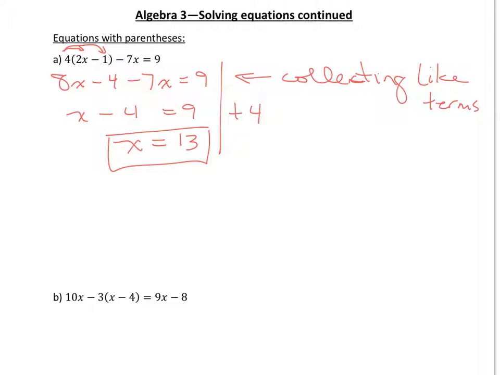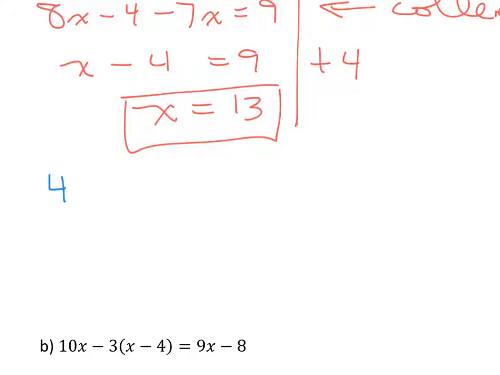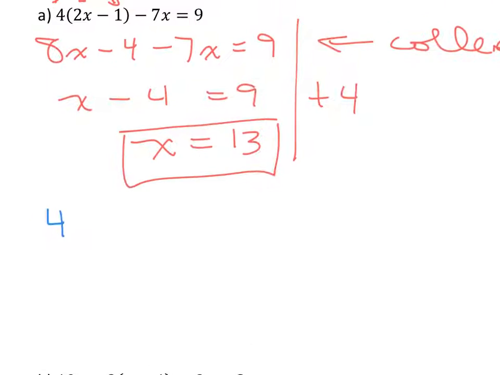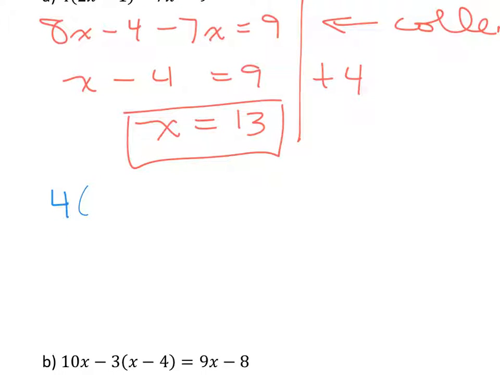We could then also take the 13, our solution, and substitute it into the original equation. And I'm going to try to do that in smaller font here. Maybe I can do it by expanding the screen a little bit. So I've got 4 times 2 times 13 minus 1 minus 7 times 13 equals 9. So I'm substituting the 13 in for x in the original equation.